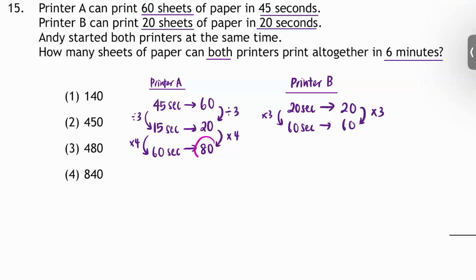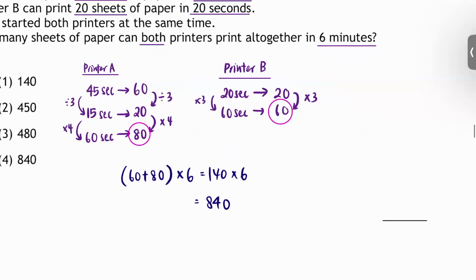So we take a look at these numbers. 80 sheets in 1 minute for printer A and 60 sheets in 1 minute for printer B. So both working together, they can print 140 sheets, 60 plus 80, per minute, and in 6 minutes, this is what we can get. So 140 sheets per minute multiplied by 6. This should give you 840. And the answer is option number 4.